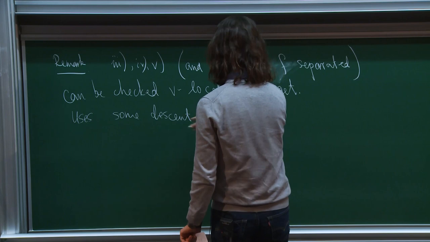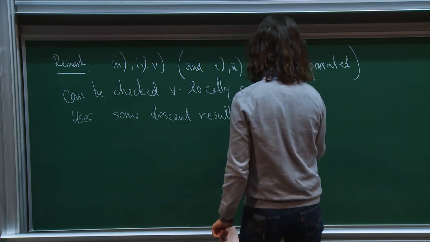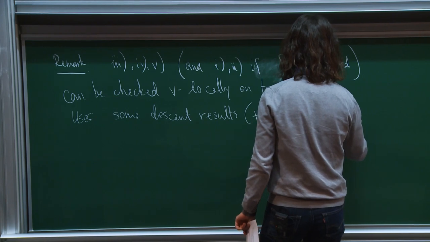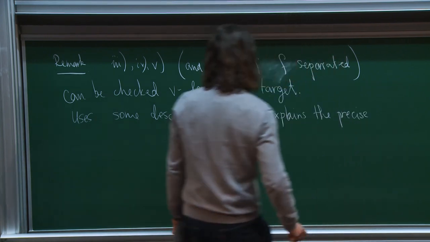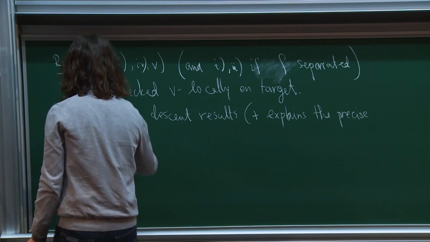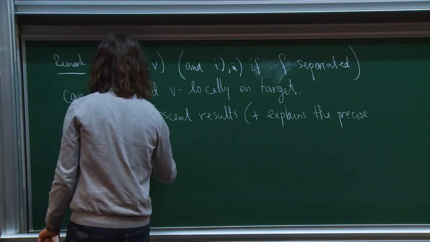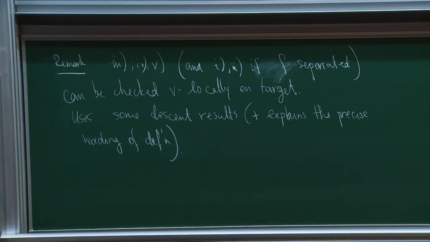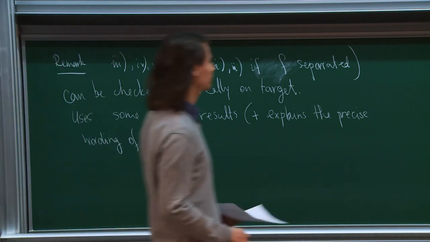And the precise phrasing of these descent results explains the precise wording of the definition. So we need the descent for separated etale. Right, but I had descent for separated etale maps last time, right?